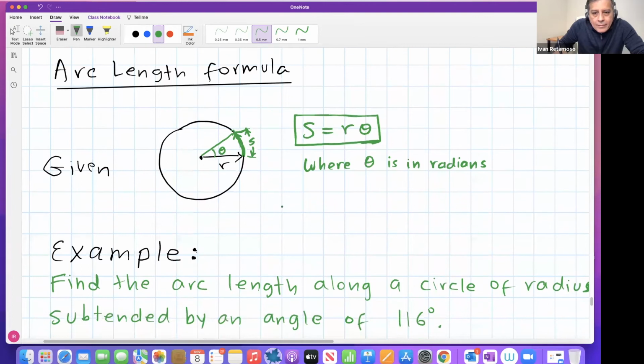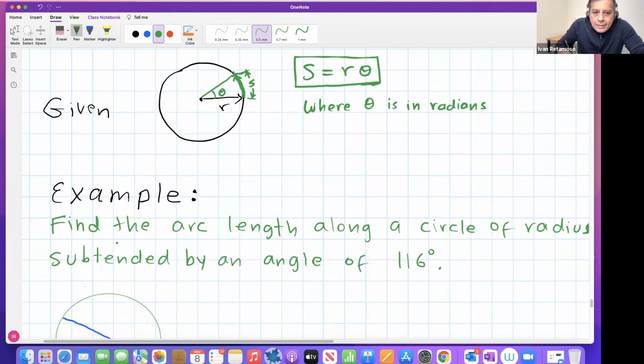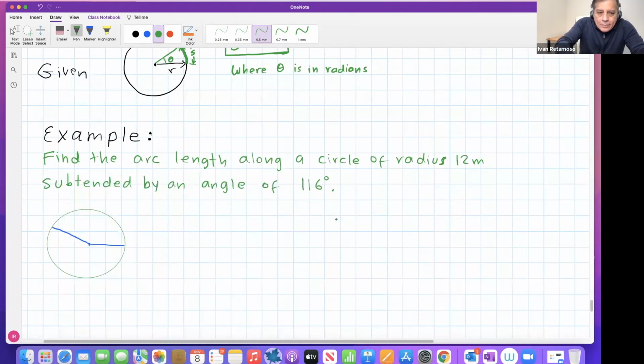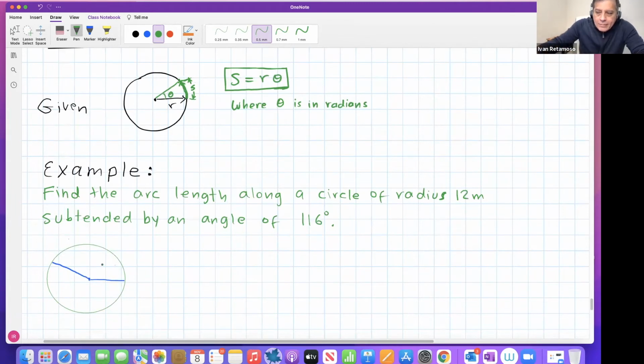Now, how does this work? Let me give you an example here. The example says, find the arc length along a circle of radius 12 meters, subtended by an angle of 116 degrees. So suppose this is 116 degrees, from here to here, big angle. And you are interested in this length from here to here, the length of this arc. Let's call it S. Let's apply our formula, S equals R times theta. R is equal to 12 meters. So you go like this: 12 multiplied by theta in radians. But theta is not here in radians, it's in degrees.